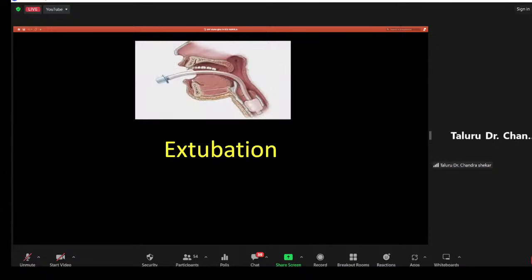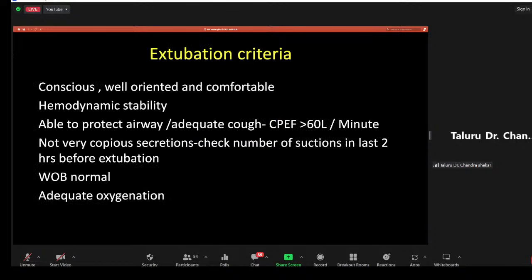So some of the issues of extubation, these are the criteria: conscious, well-oriented, comfortable, hemodynamically stable. This is very easy to evaluate on a ventilator. You can ask the patient to cough and you can look at the peak flows. If the flows are more than 60 liters per minute, he has a good cough flow. More than 60 generally gives a kind of objective clue that the patient may tolerate extubation better. And these are some of the commonly looked at criteria.